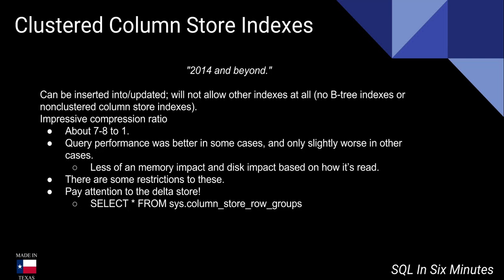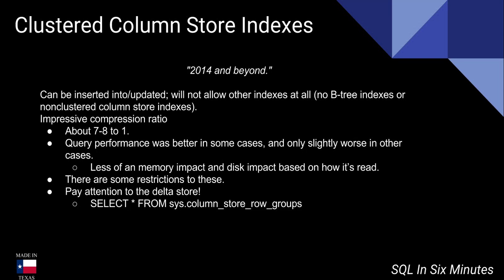But I have to say, it was an incredibly impressive compression ratio. For instance, one of the tables was almost 5 gig, and it compressed it into about 500-ish meg. Actually it's a little bit less than that, but the compression ratio was about 7 to 8 to 1. It was really good. Query performance was better in most cases, and only slightly worse in other cases.